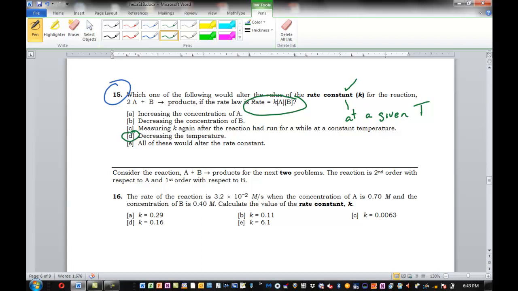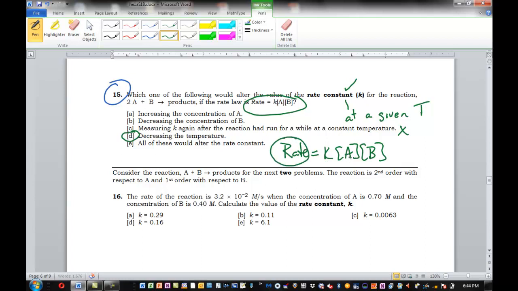Okay. Now, what about all the other things there? Well, look at C. This is also temperature. Measuring the rate constant again after the reaction had run for a while at constant temperature. If we keep the temperature constant, k will stay the same. So that's out. Right? What about changing the concentration? All right. I increase the concentration of A. What changes? Is it the rate constant? No, it's the rate.